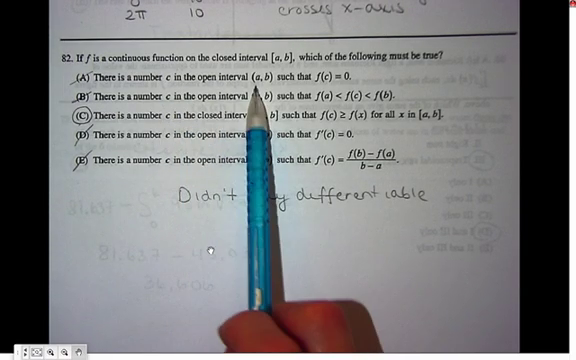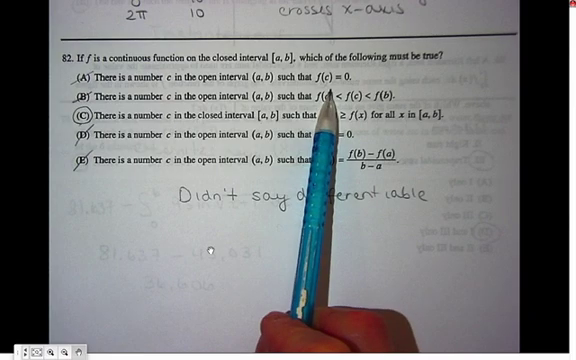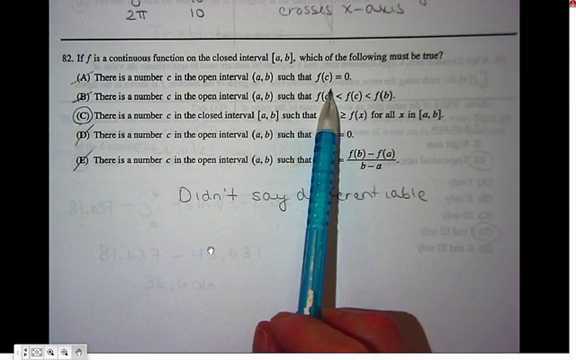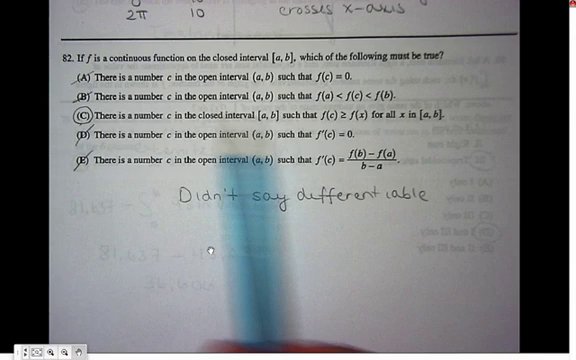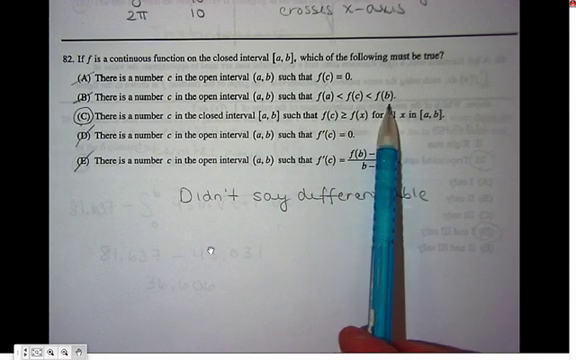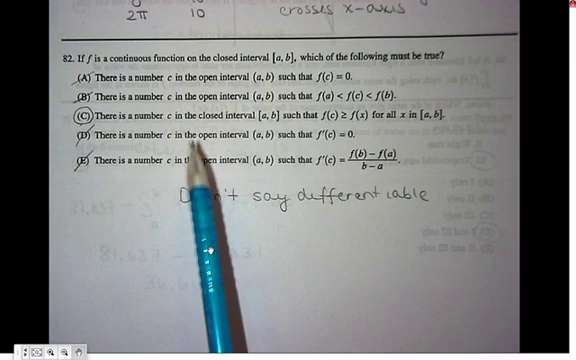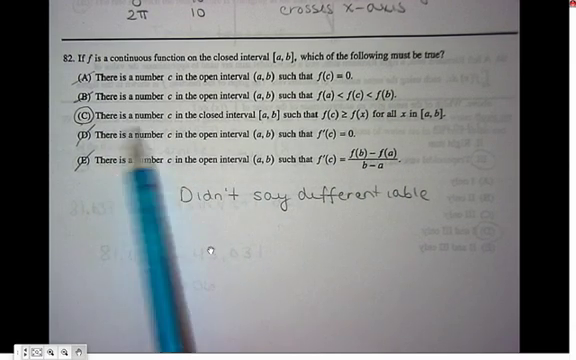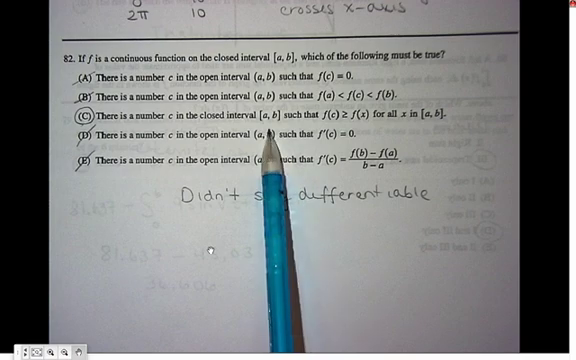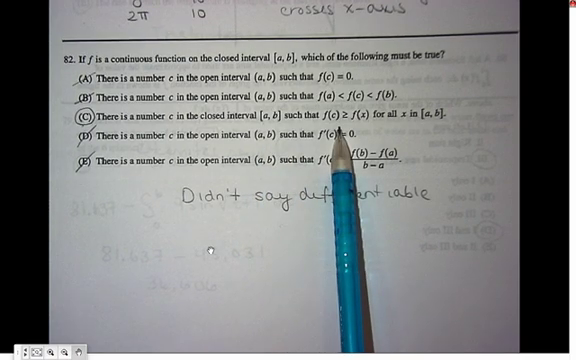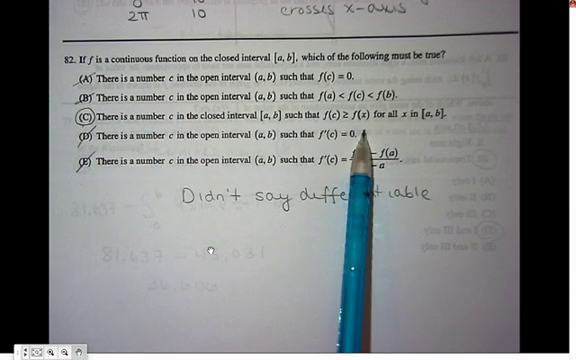There's a number c in the interval where the function equals 0. We don't know that. Okay. There's a number c where f of a is less than f of c is less than f of b. We don't know that either. We just know that there's a number in that closed interval where f of c is going to be greater than or equal to f of x.